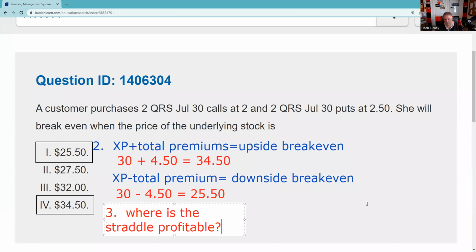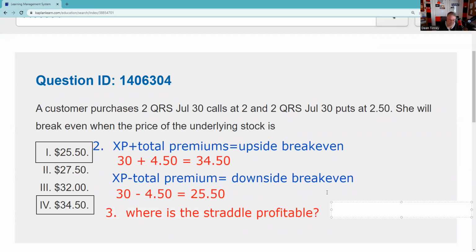The memory aid device for that is SILO: short inside, long outside. If you're short the straddle, you want the market price to be in between those two numbers. And if you're long the straddle, you want it outside of the two numbers. And so here, this is a long straddle. So we want the stock to be either above 34.5 or below 25.5.